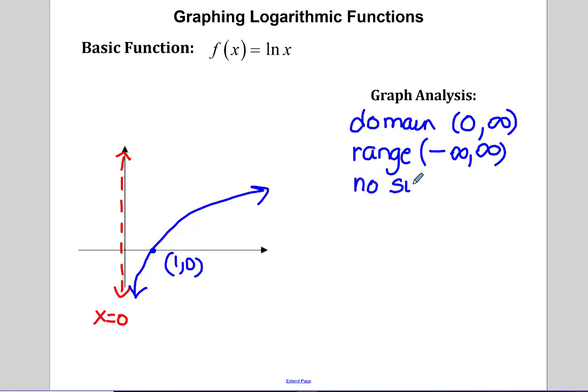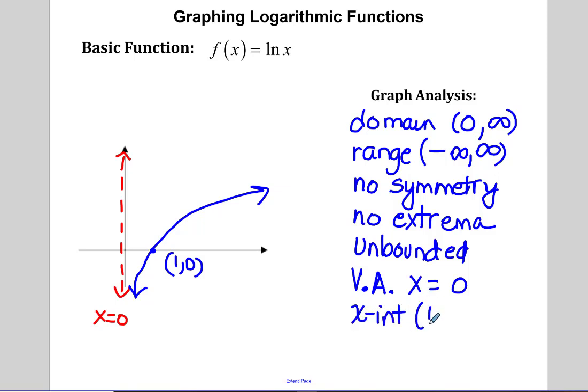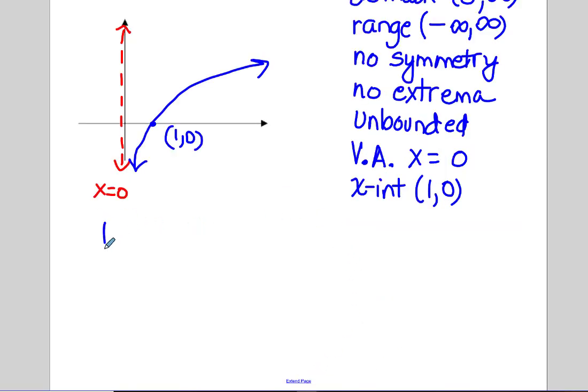Just like in chapter 1, we want to be able to thoroughly analyze. There's no symmetry on the graph. There's no maximum, no minimum, so we have no extrema. The graph is not bounded above or below. There's a vertical asymptote at x equals 0. We have an x-intercept at (1, 0). There's no y-intercept.